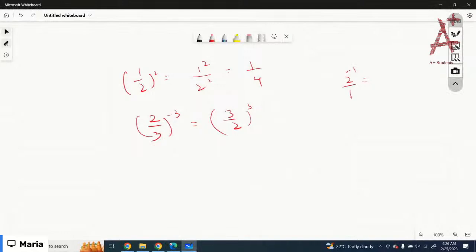We are taking the reciprocal, 1 over 2, and then the power would be positive. So with the same thing I have done for this one, 2 over 3, the reciprocal of the base is 3 over 2, and now the exponent is positive. It would be then 3 exponent 3 and 2 exponent 3. That would be 27 over 8. Got it?